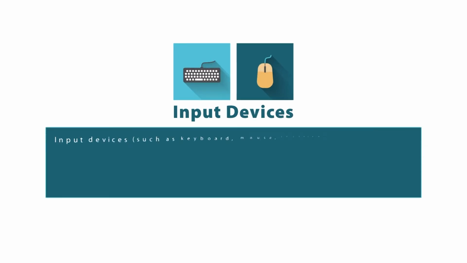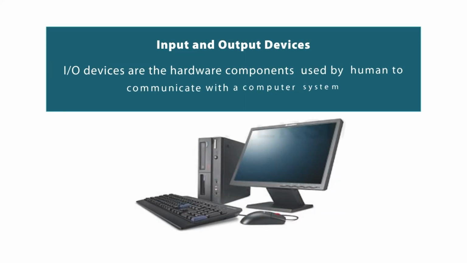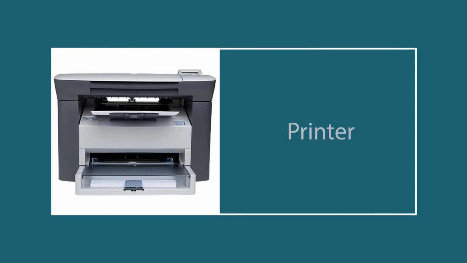Input devices like keyboard, mouse, and joysticks are used for entering data into primary storage. So these are the hardware devices. If we see our computer system, the keyboard and mouse are very frequently used for performing the input operation, and the monitor is used for performing the output operation. Similarly, the printer is also used for getting output.